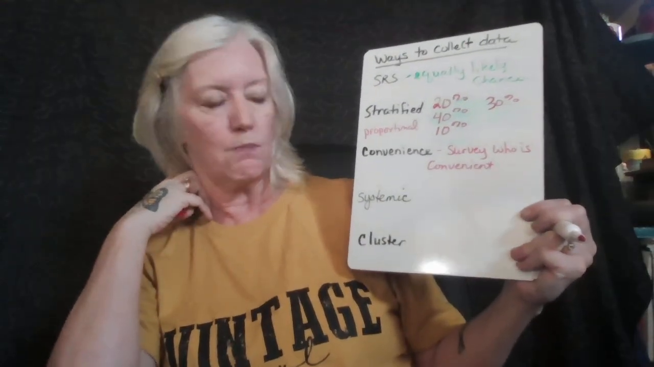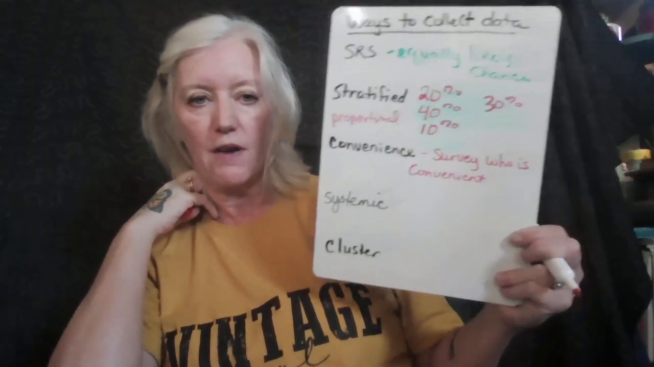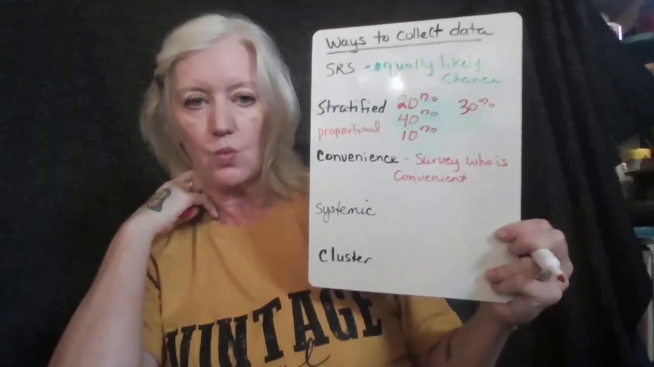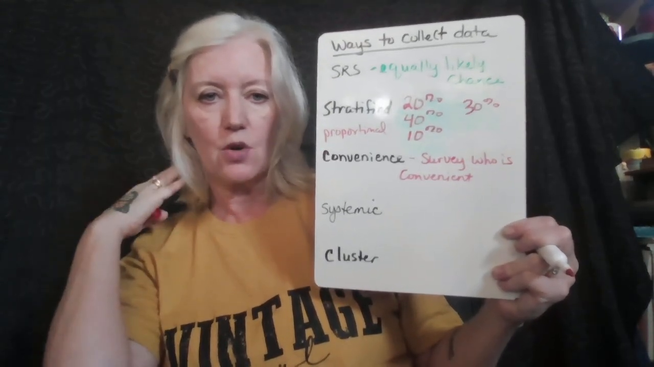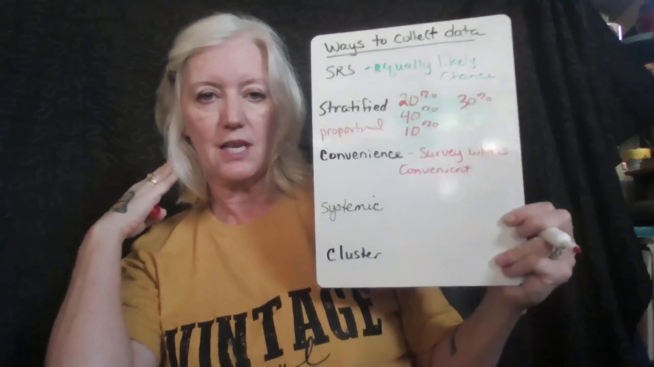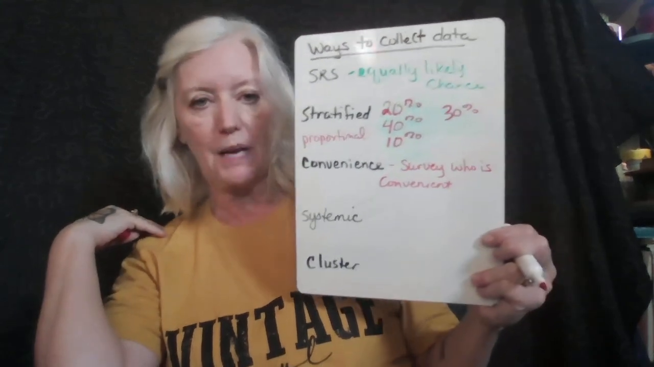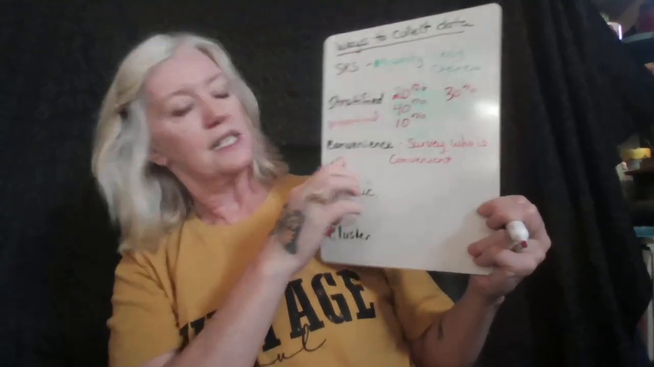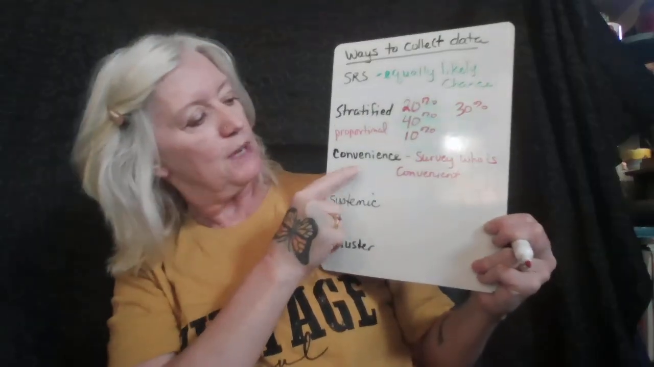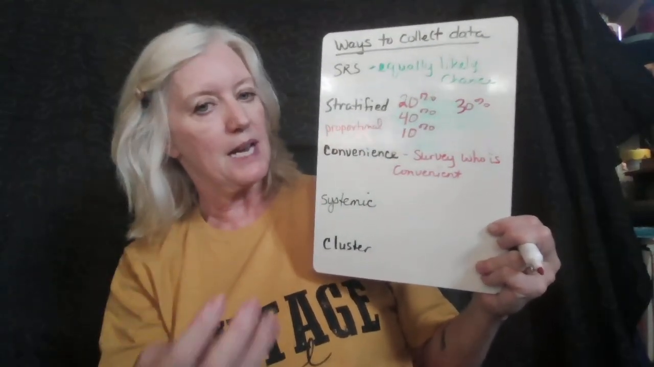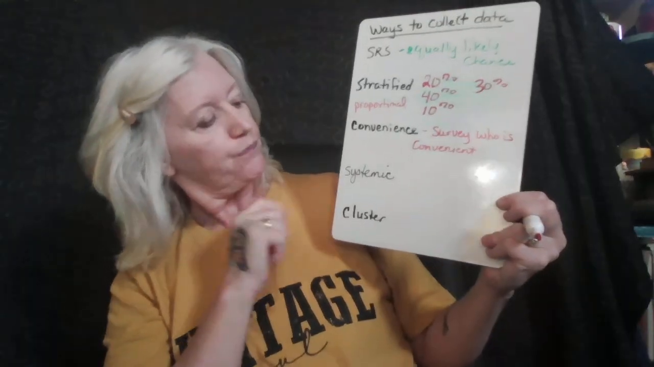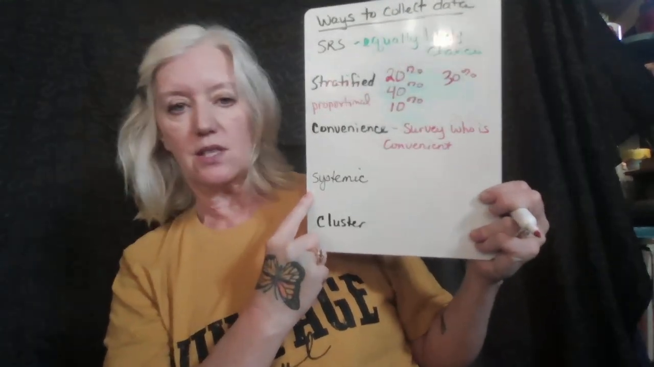You go to the local mall and ask whoever's coming in and out of certain stores what they think of whatever. You ask people coming out of a sports store what they think of different sports things, because if they're in a sports store, they probably know about sports. So that's convenience. I could keep going on forever, but you're just asking who's convenient. You can see that there's probably going to be a lot of bias in that, which we'll talk about in a minute. The next one is called systemic.